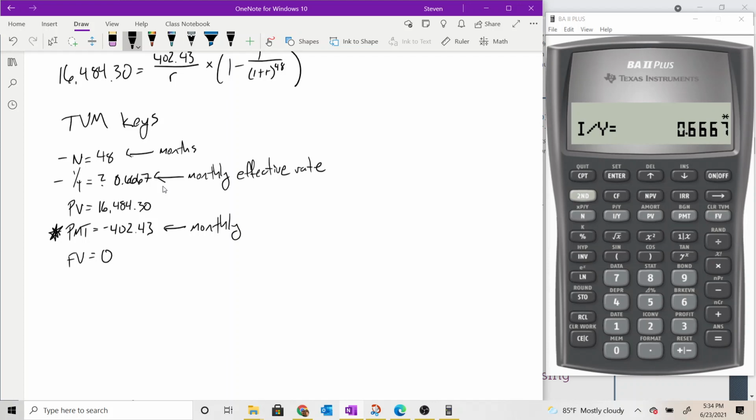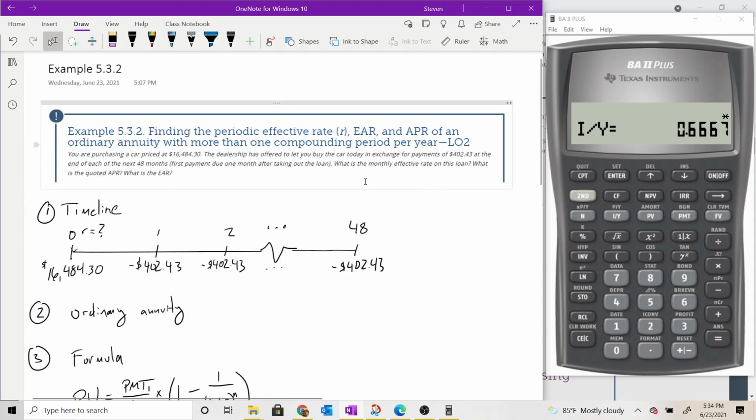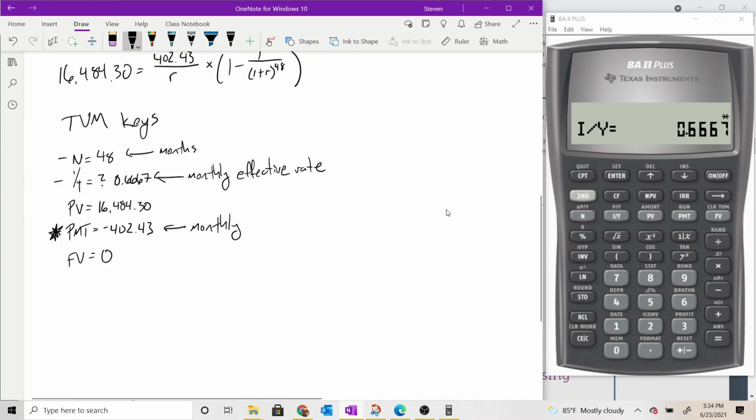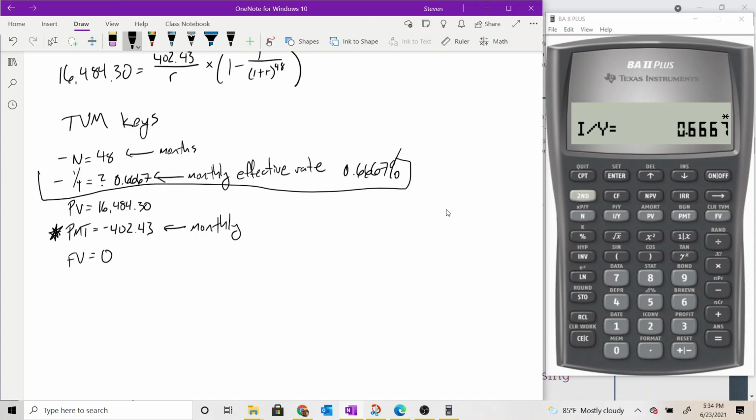In this case, the payments are happening monthly, and so the N has to be the number of months, and the I over Y is going to be the monthly effective rate, which I think, let me look back, was the first question we had to answer. What was the monthly effective rate on this loan, right? So that was the first thing we were looking for. And that is already in percentage format, so that's 0.6667%. All right, so we got the first question answered.